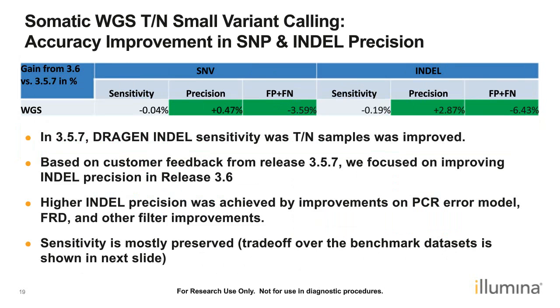Moving on to the somatic whole genome tumor normal small variant calling, again, what we are seeing is an improvement in SNP and indel precision. So here you can see the whole genome data where, again, the sensitivity is more or less staying the same. There's slight degradation, but if you flip from the other side, the precision has greatly improved. And again, this higher indel precision was achieved by some improvements that we have done on the PCR error model, as well as the foreign read detection algorithms, and some improvements in the filtering that we do downstream.